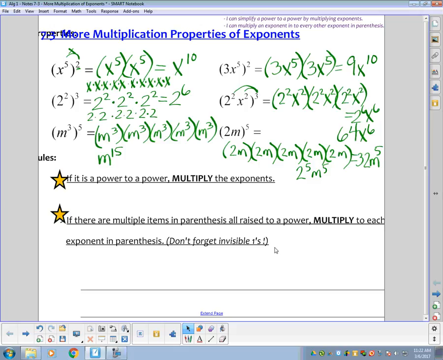And it says don't forget invisible ones. What does that mean? Don't forget about them. If there's no exponent, we know it's a 1. Kind of like if we have just an x, we know it's 1x.